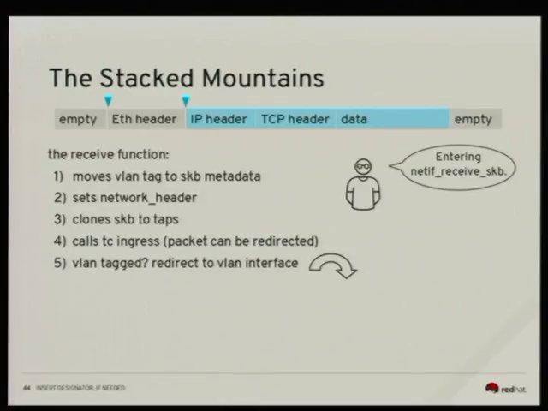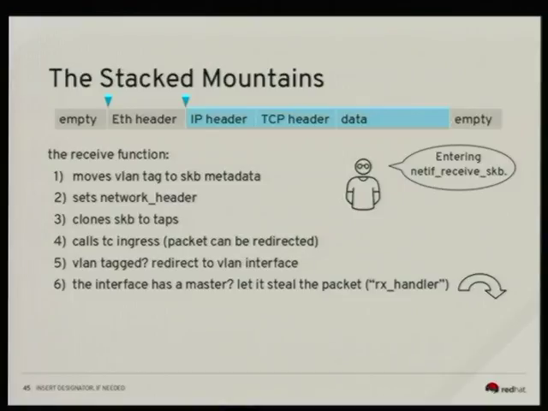Next thing, we look at whether the packet is VLAN tagged. We don't look into the packet, we look into the sk_buff because the VLAN tag is there now, unconditionally. And if we find a VLAN tag and there is a VLAN interface in the kernel that has the same value, we just send the packet there and processing ends here.